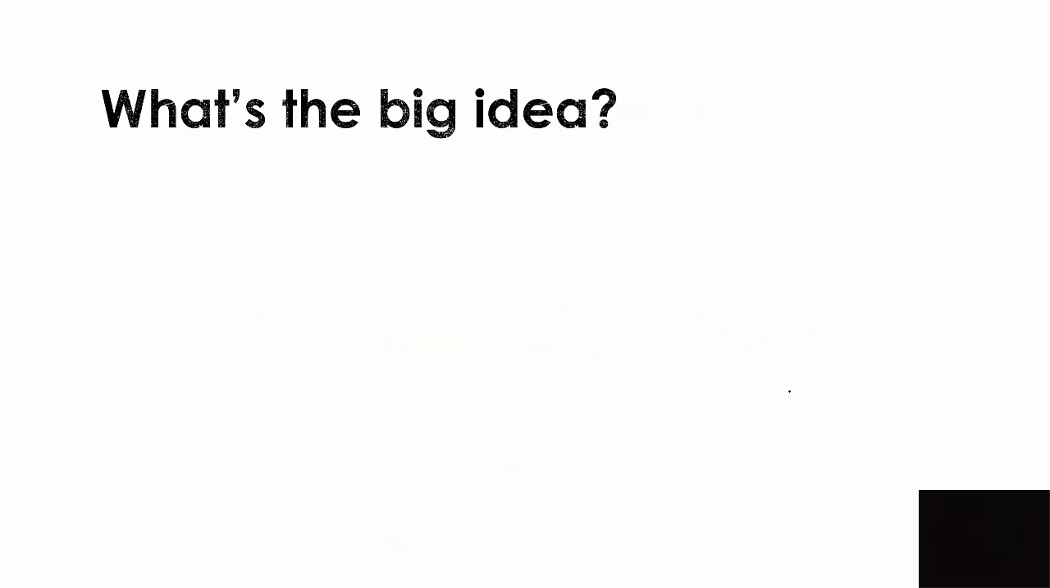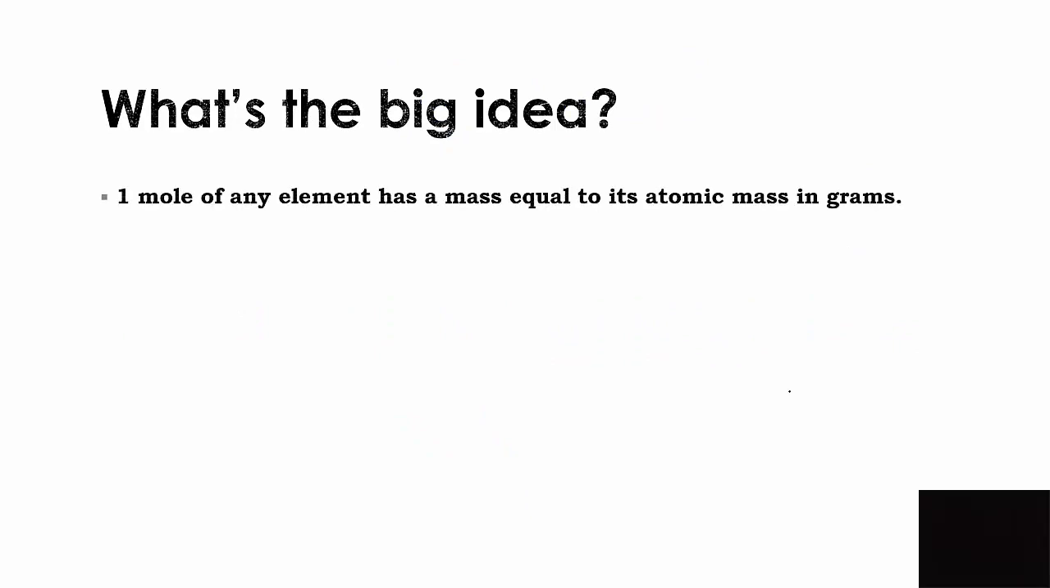So why do we care? What's the big idea here? This is a big important concept. If you have 1 mole of an element, you have 6.02 times 10 to the 23rd atoms. I'm going to say that again. If you have 1 mole of an element, you have 6.02 times 10 to the 23rd atoms of that element. You also have a mass equal to its atomic mass measured in grams.